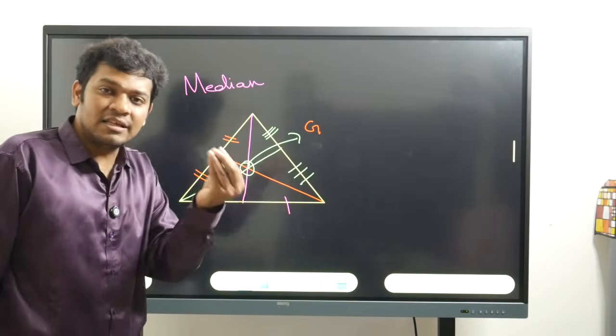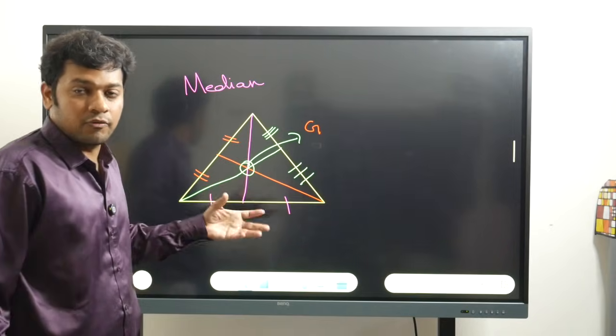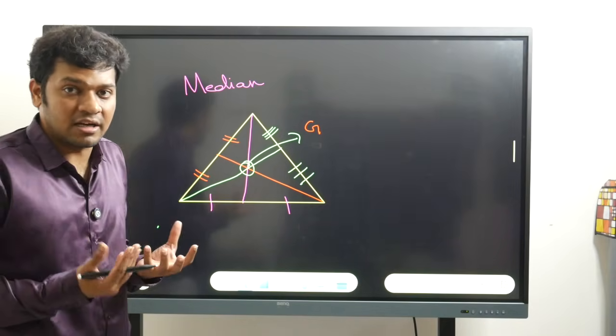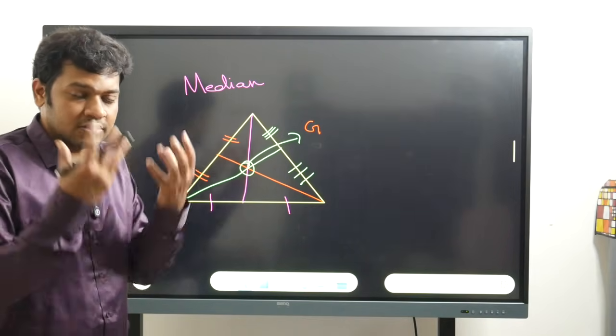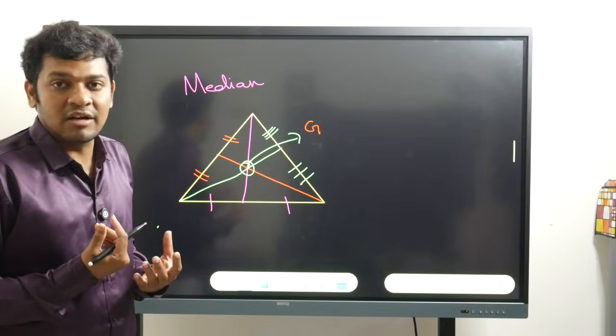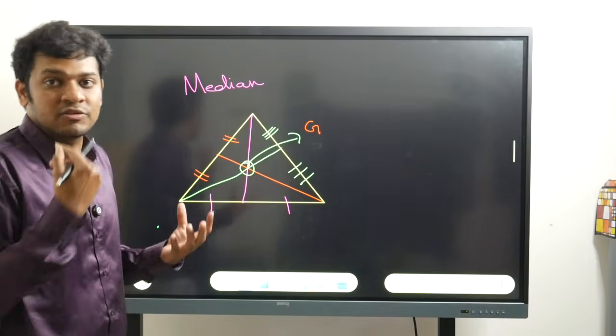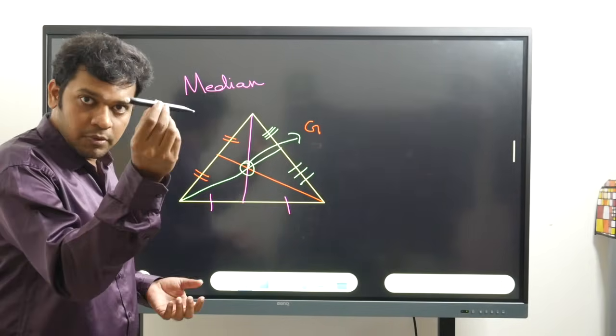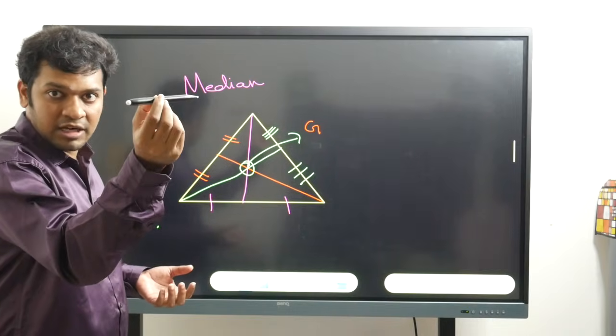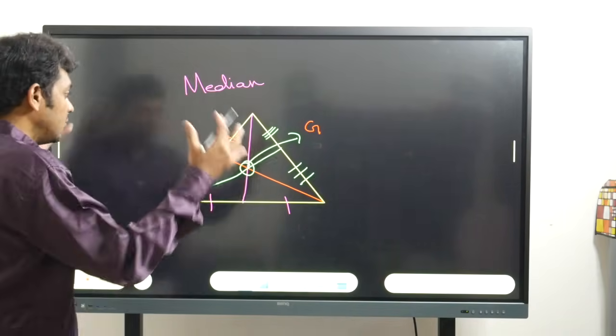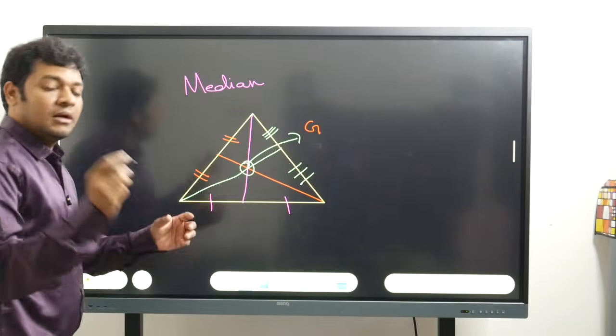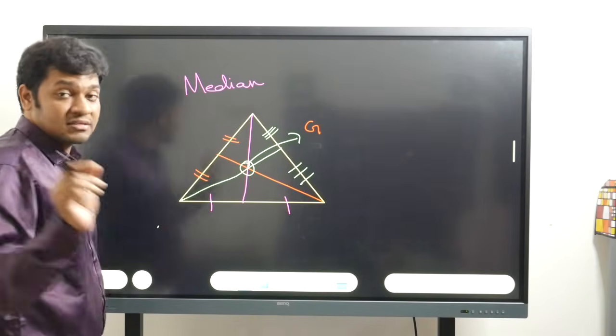The centroid is nothing but the center of gravity of a triangle. For any object you have something called a center of gravity, as in physics. For a circle, it is the center. For a square, it is the intersection of the diagonals. For any object, like this pen, you will have a center of gravity. This center of gravity for a triangle is called the centroid.